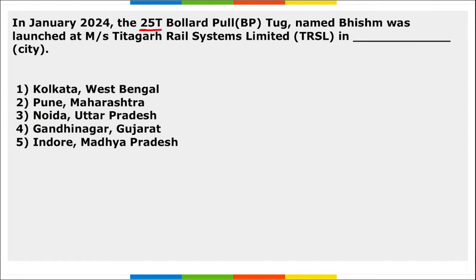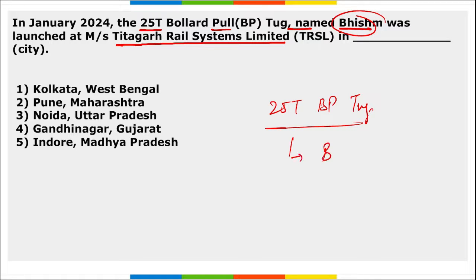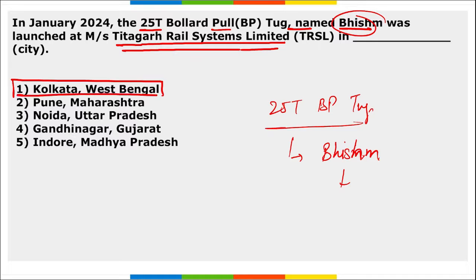Moving on, the 25T Bollard pull tug that was named Bhishma was launched at MS Titagarh Rail Systems Limited in which city? So remember, this is the 25T Bollard pull tug. This was named Bhishma, right? And this was launched by Titagarh Rail Systems Limited. And where was this launched? This was launched in Kolkata, West Bengal. Take a note of this, right?